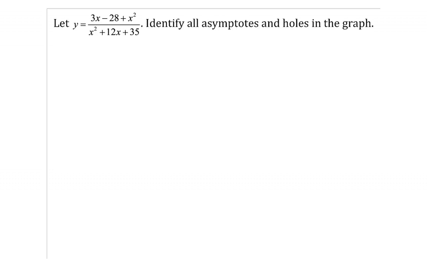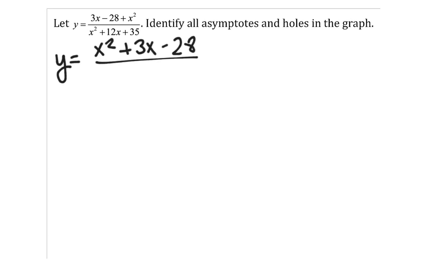So let's show you a couple of examples here. Notice that I'm asking you to identify all asymptotes and holes in your graph. The first thing I would do with this problem is rewrite it so that the numerator is in standard form, and that gives me x squared plus 3x minus 28 over x squared plus 12x plus 35.